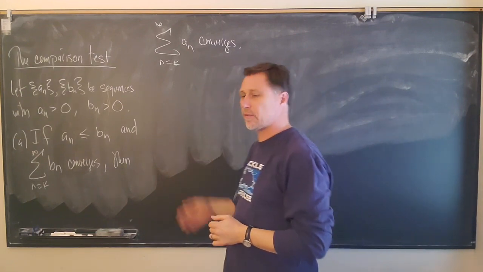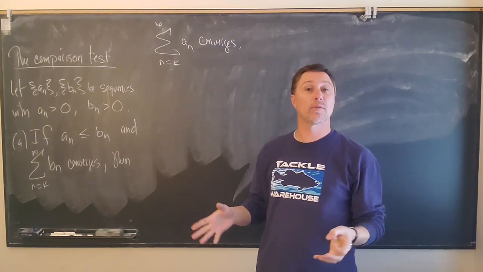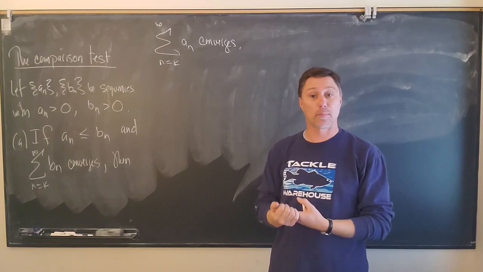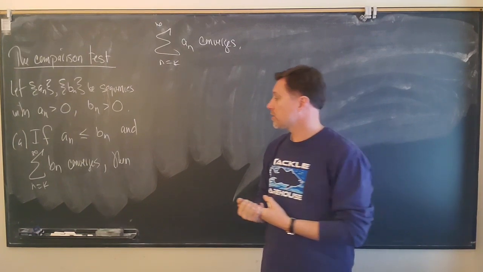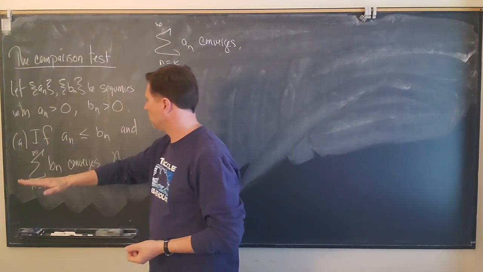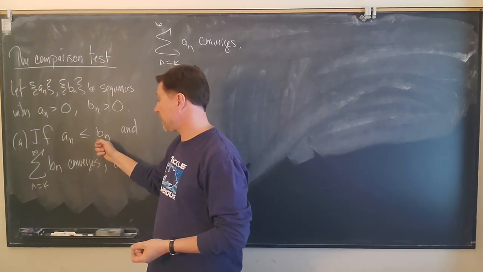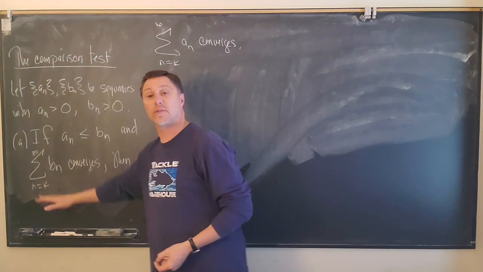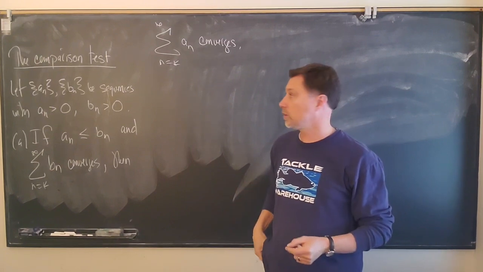So here's the idea, right? When you have a series that converges, you want to think of it as adding an infinite number of things, and it adds up to an actual number, a finite number. So if the b_n's are bigger, and the bigger series converges, then the smaller series has to converge also.